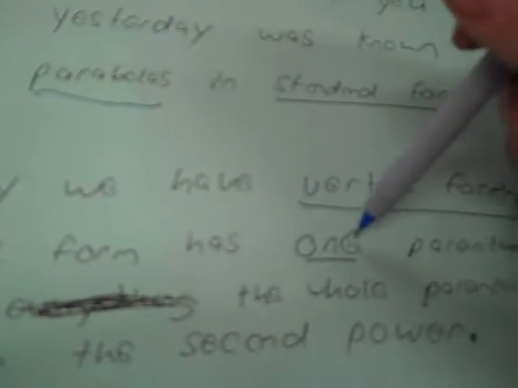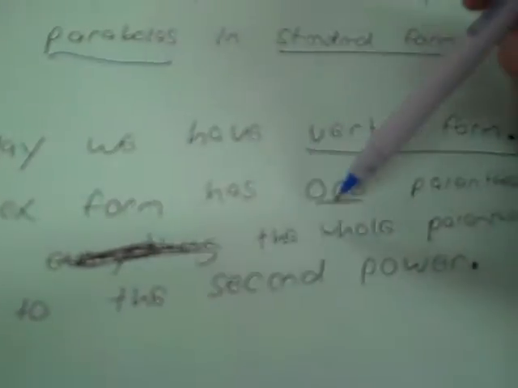Now, today we have what's known as vertex form. Vertex form has one parentheses, but the whole parentheses is to the second power, okay? So one parentheses, second power. Okay, on the back is the directions on how to graph it, okay?